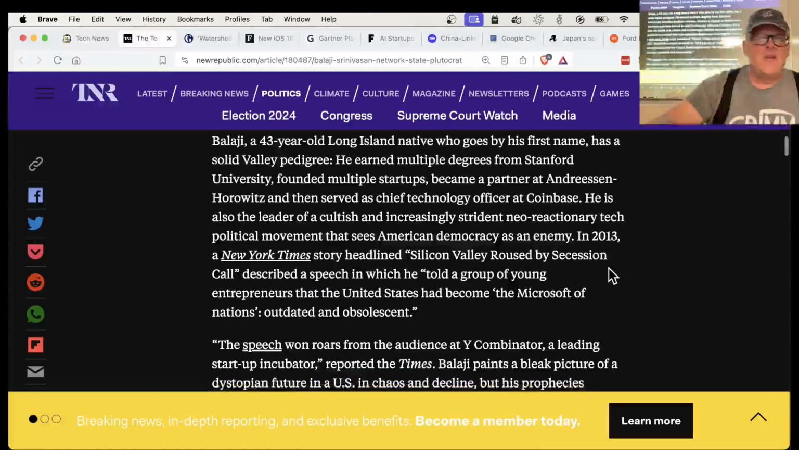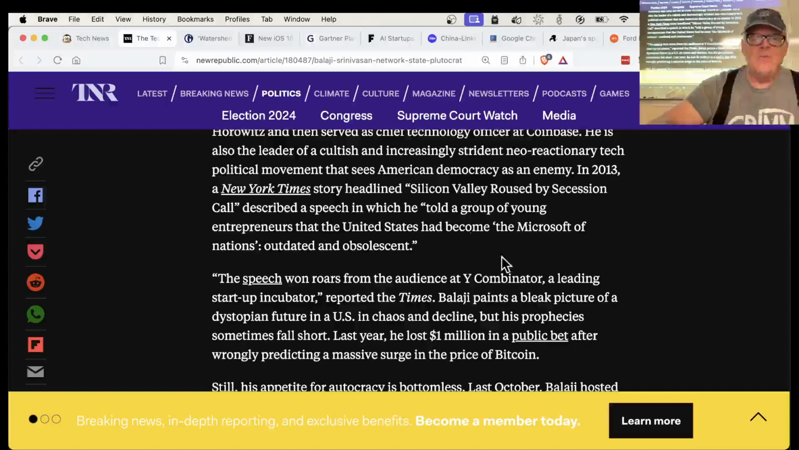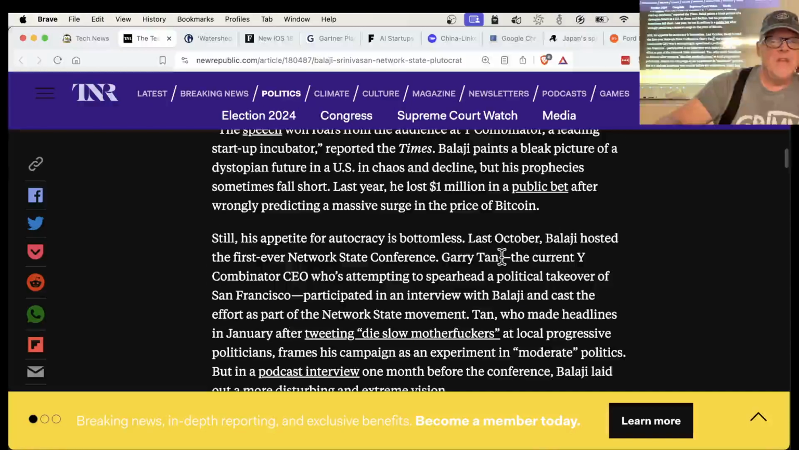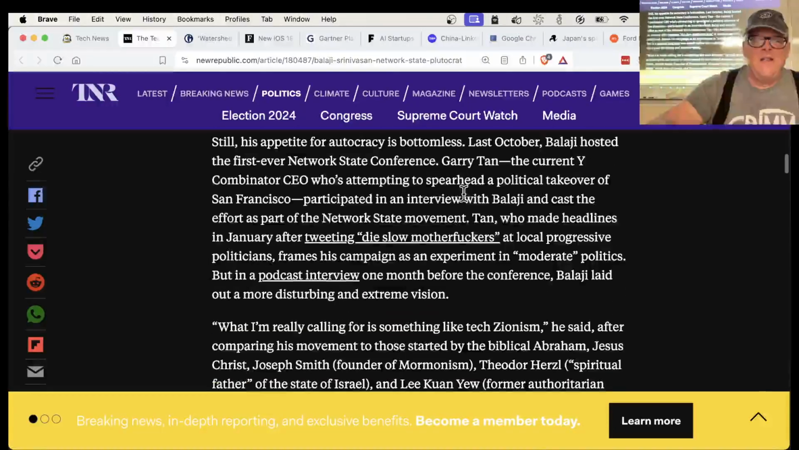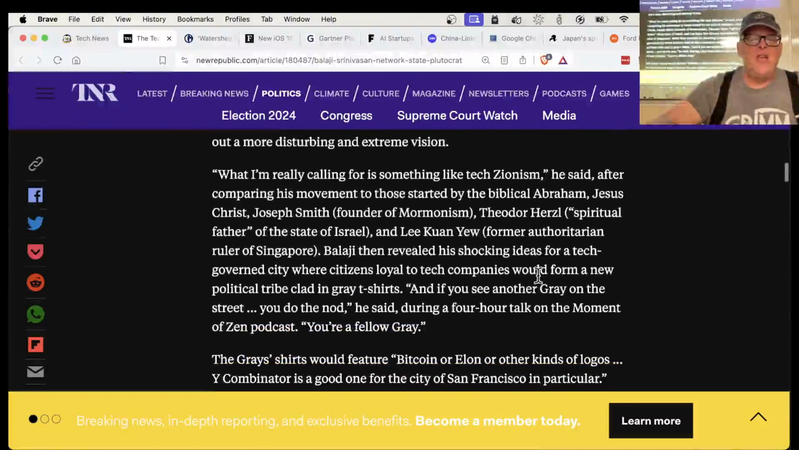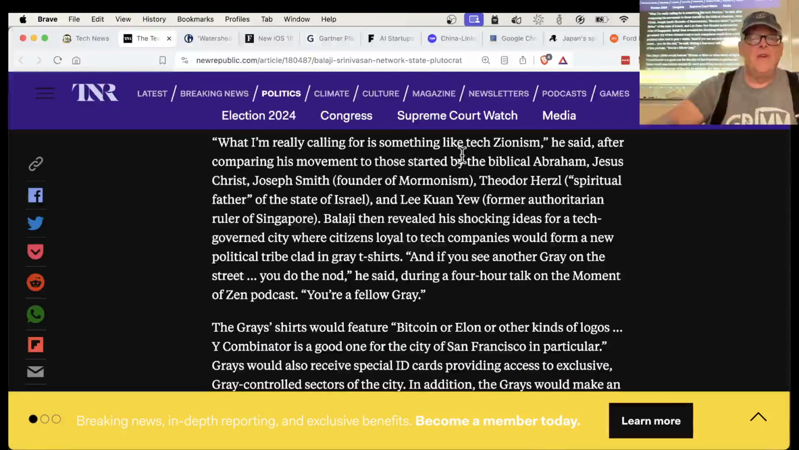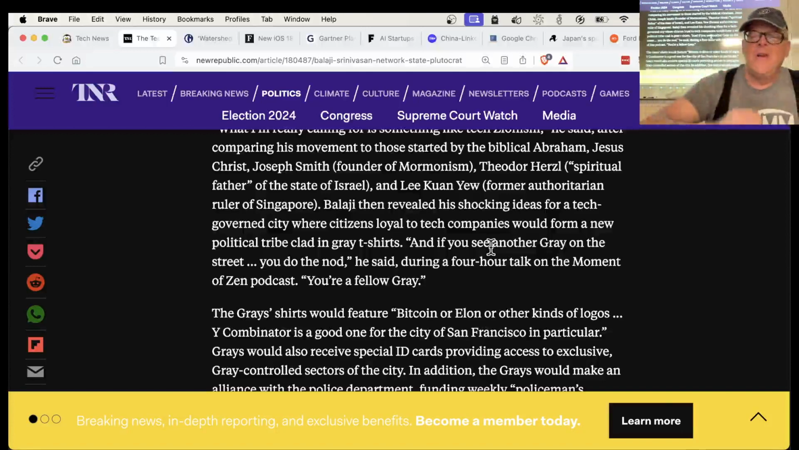And he's really clear about this, and he has a New York Times story and a book and a speech and everything. A dystopian future, just like Donald Trump, he thinks the U.S. is in chaos and decline because of all the political correctness of the blues. They're the problem. And what we really need is the people on the right just taking over. Yeah, what I'm really calling for is something like tech Zionism, comparing himself to like Joseph Smith or Abraham, the guy who creates a new utopian religious community.